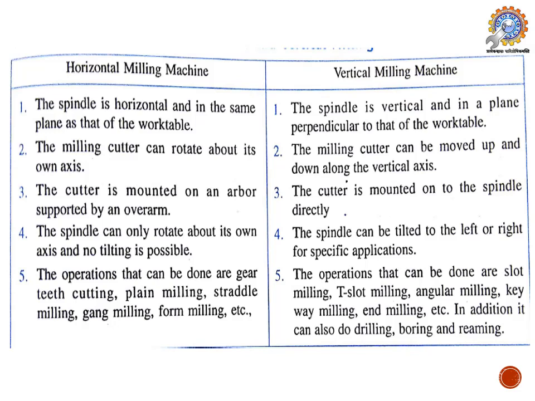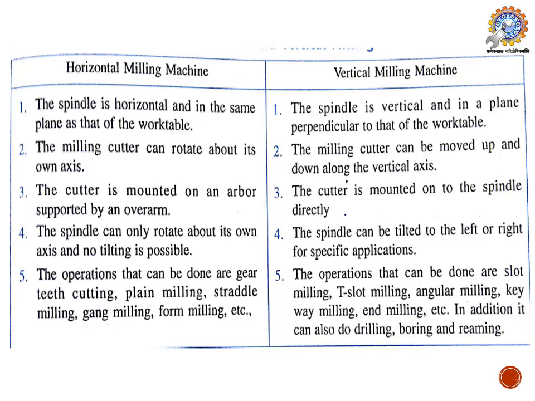Third one, the cutter is mounted on an arbor supported by the overarm. In case of a vertical milling machine, it is directly fixed to the spindle. Fourth one, the spindle can only rotate about its own axis and no tilting is possible. In case of a vertical milling machine, the spindle can be tilted to the left or to the right for specific applications. So no need to move only the table. We have a flexibility with the tool also, tool positioning.